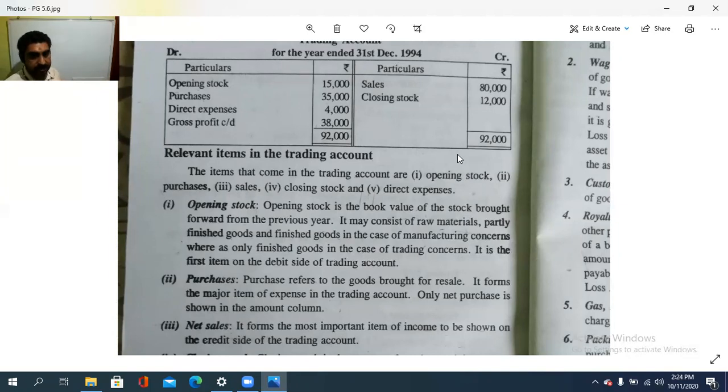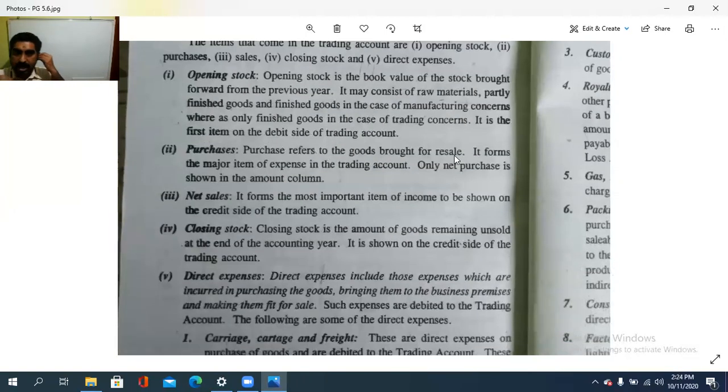Then purchases. It refers to the goods brought for resale. It forms the major item of expenses in trading account. Only net purchase is shown in the amount column. That is the purchases less returns. Okay, purchases less returns. That is to be shown in the which column? Amount column. Then net sales means what? Like the saying, sales minus sales returns. The net figure only should be shown on the credit side of the trading account.